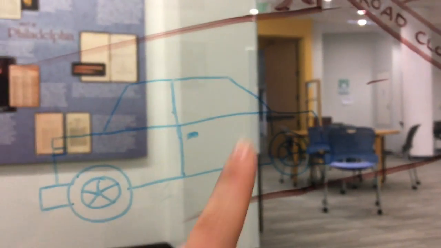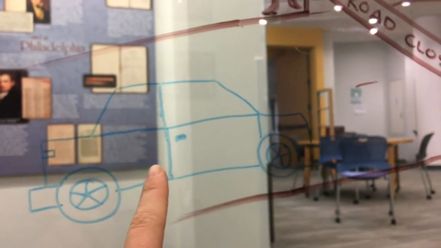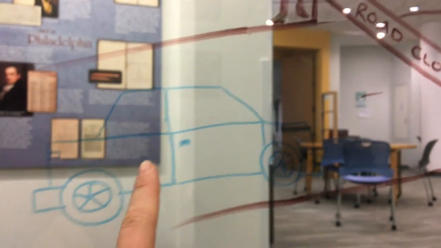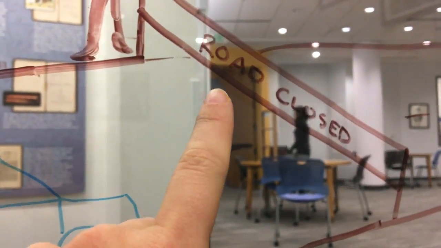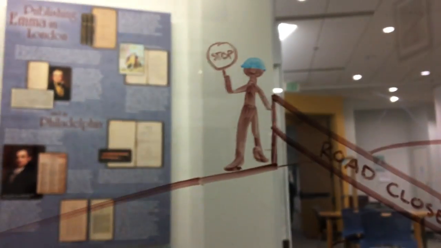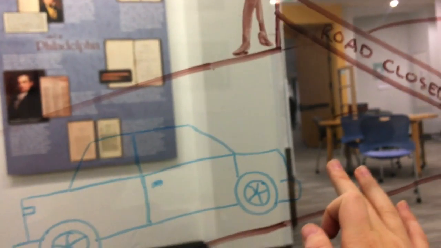So, we are going to look at this scenario. So there is a car and it is broken down. It cannot move, and on top of that, there is a road closed issue that the car has to deal with. So the road in this scenario is going to be the actin. The tropomyosin is this sign.